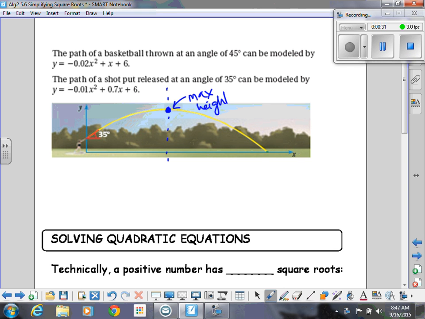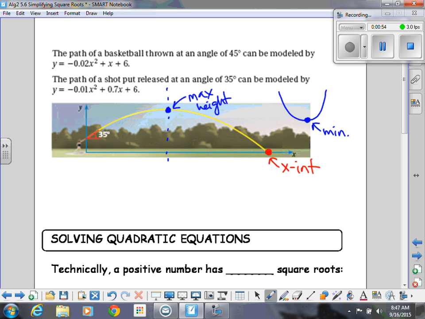Or if we had some kind of shape that looked like this, we would be able to find the minimum height using the vertex. Well, now I want to focus on what about this point here when it hits the ground? What happens when that object hits the ground? That means the graph of the parabola is hitting the x-axis. So this is what, remember, we call the x-intercept.